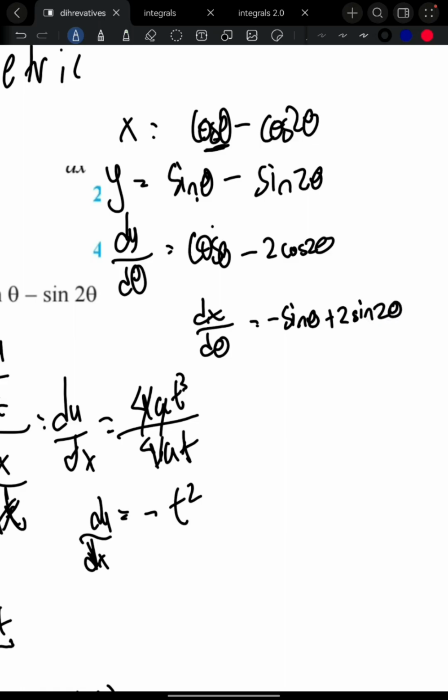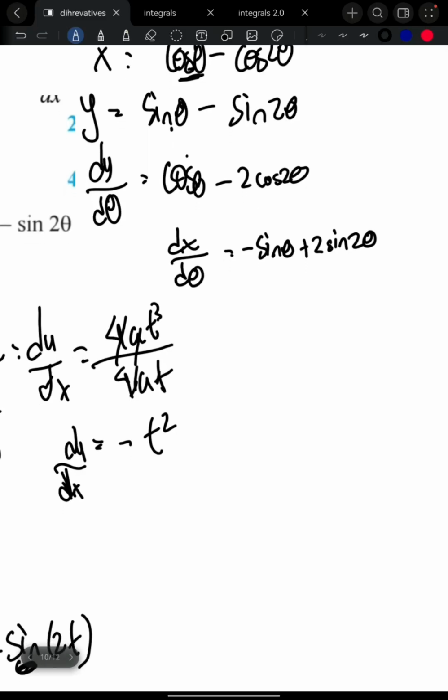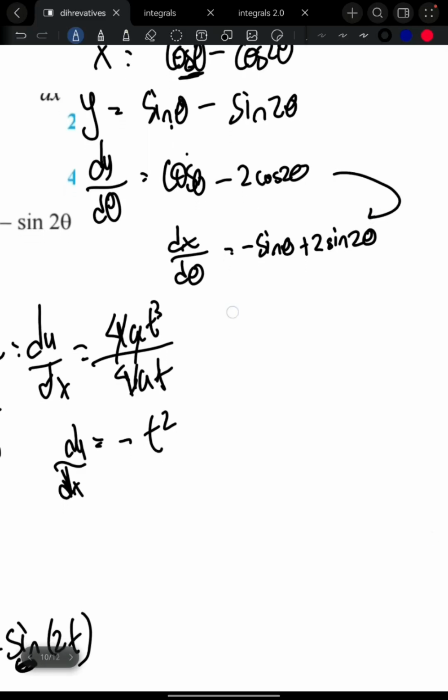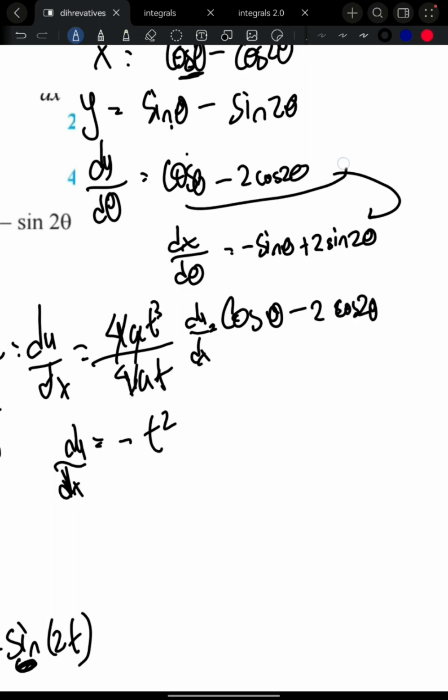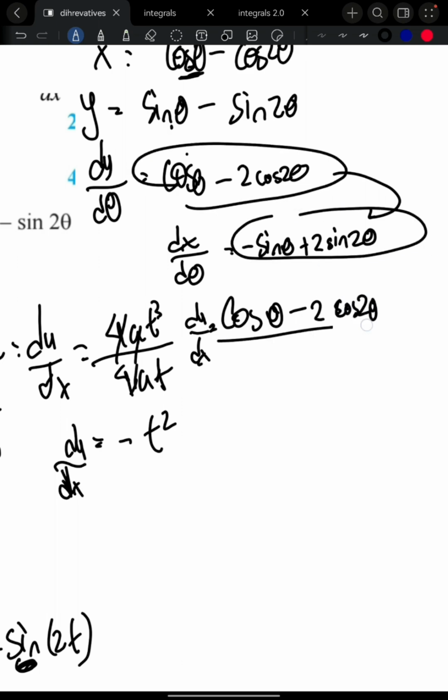Probably, yeah. And then you divide this by this, so dy/dx is equal to cos theta minus sine. Wait, no. Wait, yeah. I guess. I'm just copying this down. I'm going to divide this by this, and you can simplify this, but that's for another day.